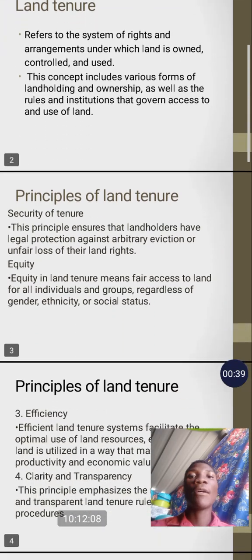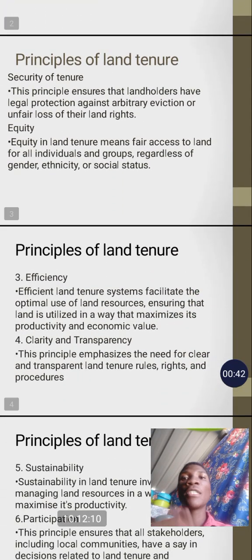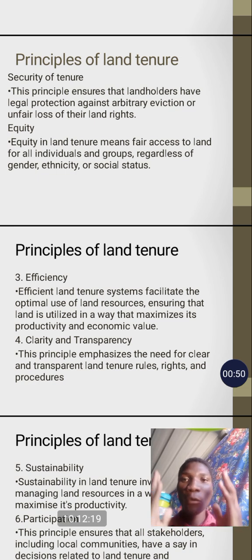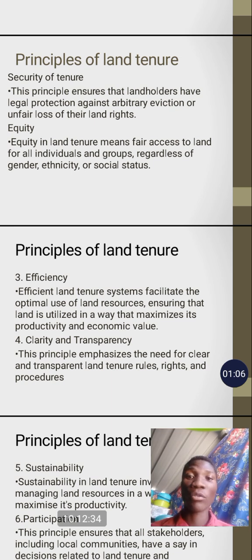Under land tenure, we have principles of land tenure, which is security of tenure. This principle ensures that landholders have legal protection against arbitrary eviction or loss of their land rights. We have equity. Equity in land tenure system means fair access to the land for all individuals and groups, regardless of gender, ethnicity, or social status. We also have efficiency, in which the system facilitates the optimal use of land resources, ensuring that the land is utilized in a way that maximizes productivity and economic value.